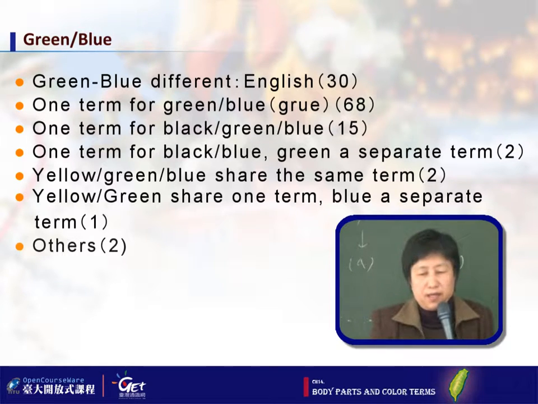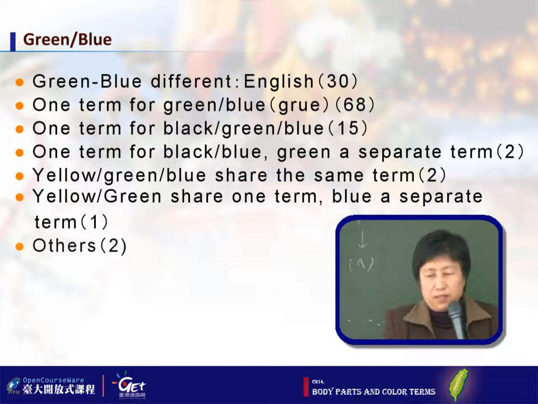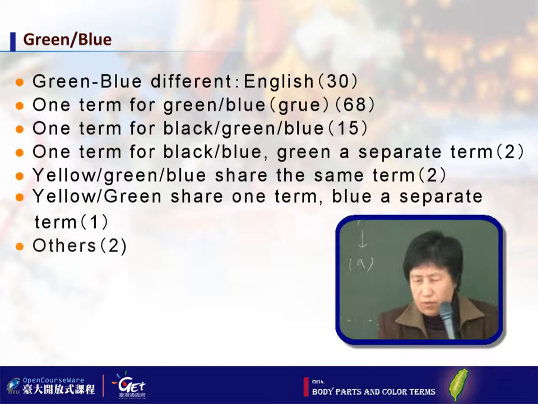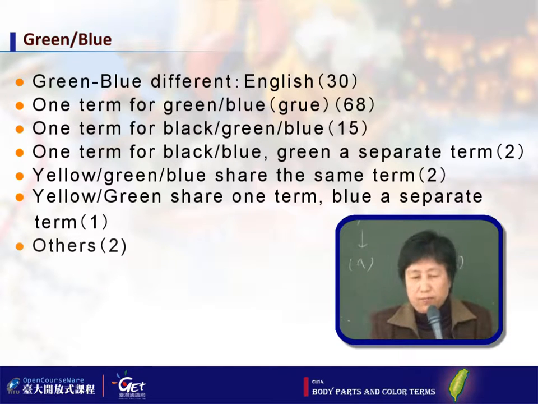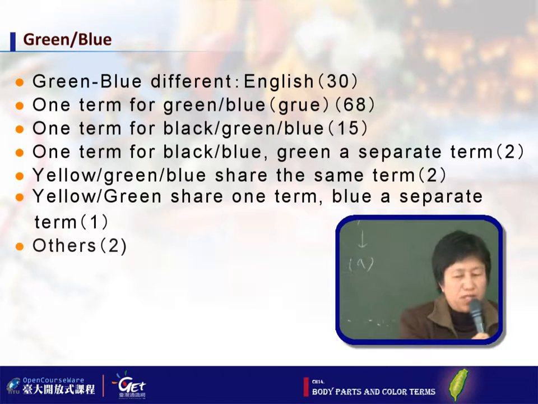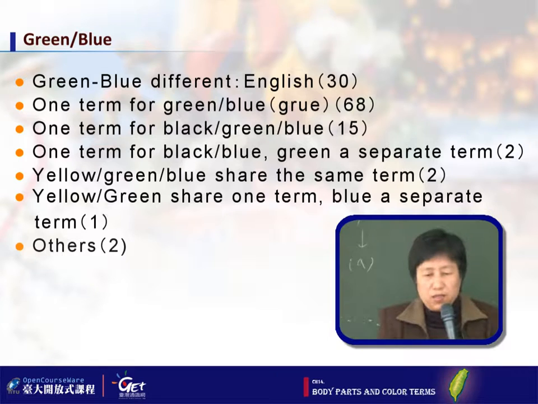And there are minor things here, like black and blue or green, a separate term. These three as a separate term. Yellow, green, and blue share the same term, two languages. And yellow and green share one term, blue a separate term, that's one language, and then other minors. Okay. But then, interestingly, the majority of the languages will have that pattern, green and blue using one term.